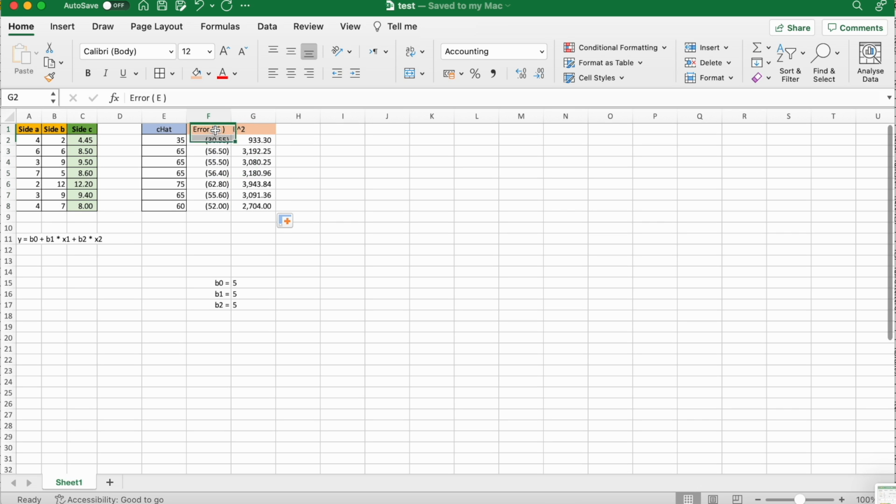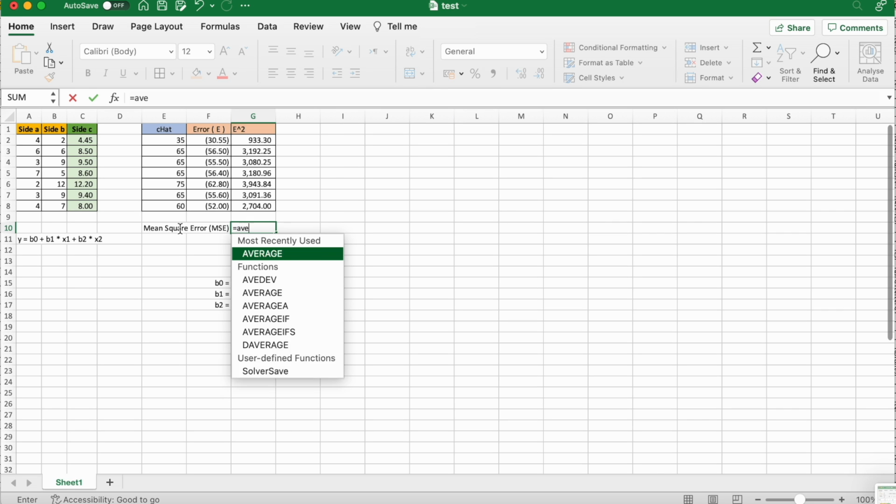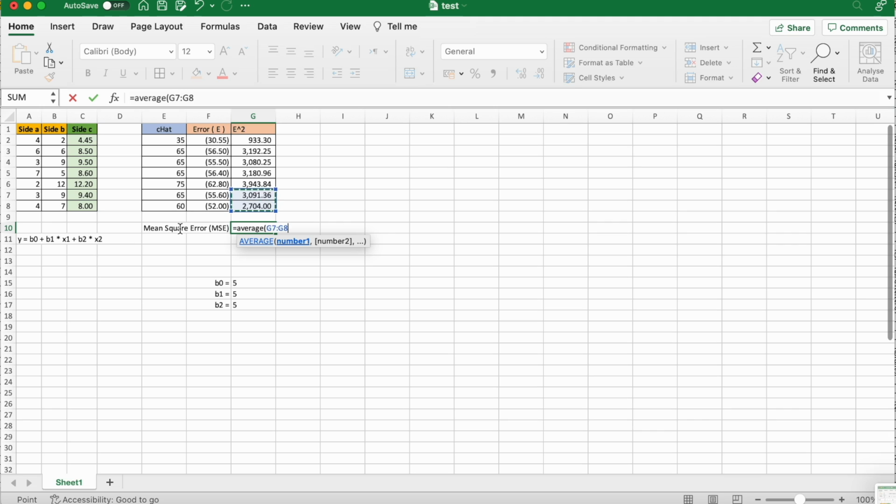Now he says, let me have a metric by which I can know how good my estimates are. So the metric he uses is called mean square error, or MSE. So the mean square error is nothing but the sum of all the square errors divided by the total number of data points we have got. So that is nothing but the average of all the squares of the errors.